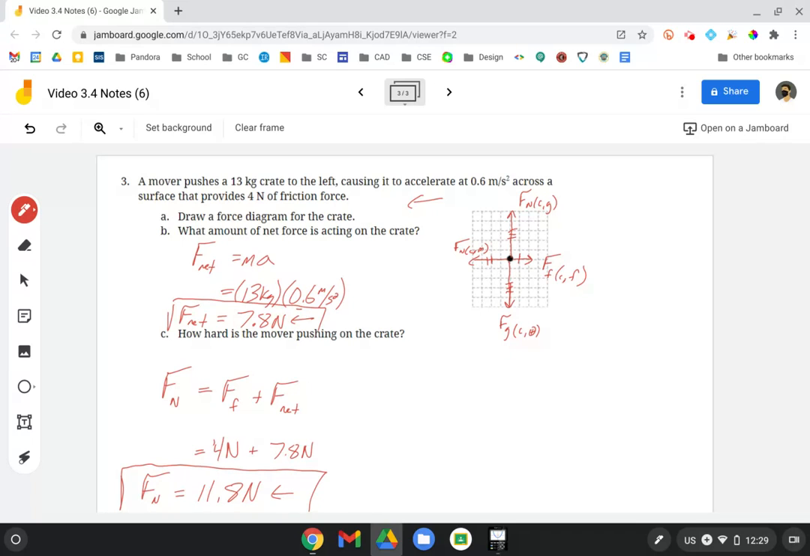So unlike the last problem, here we were given the acceleration in the problem. We used that acceleration to find the net force, and then that net force helped us to calculate the values of forces on our force diagram.